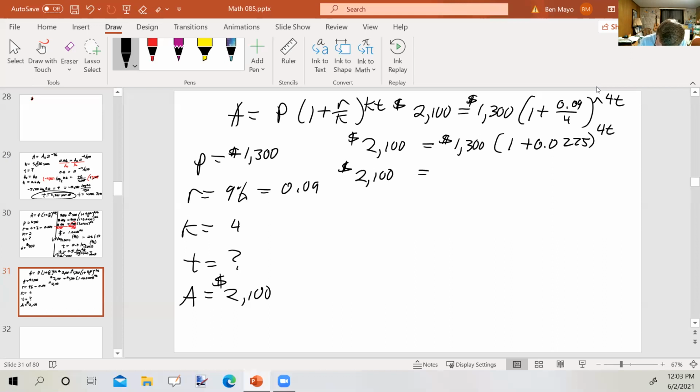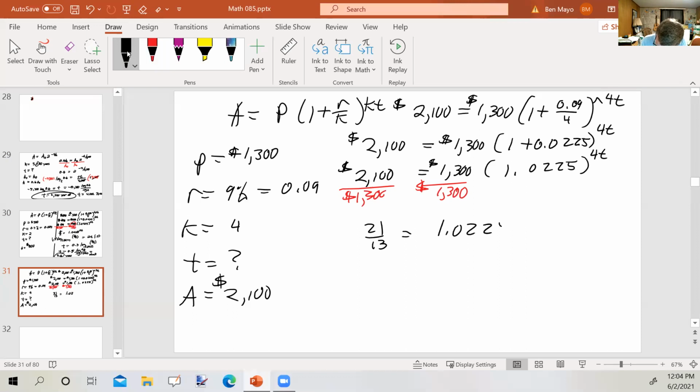I can continue to simplify that further. 1 plus 0.0225 equals 1.0225, all to the 4t power. But again, I've got to get rid of that 1,300 because it's in the way. So we'll divide both sides by the $1,300. On the left side, I get 21 over 13. On the right side, I get 1.0225 to the 4t power.